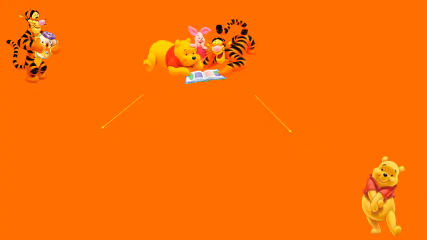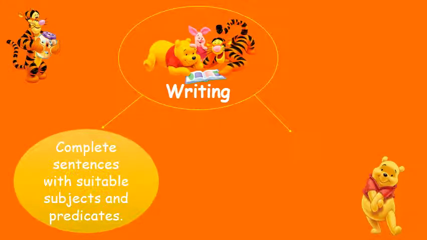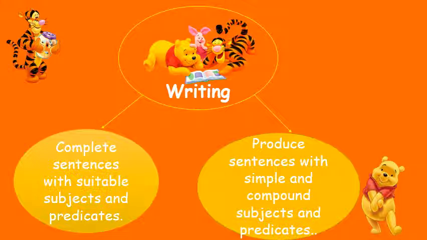Okay, guys, now we have finished the first part of the lecture. Now we have to move to the second part, which is about writing. Okay, this time, what are we going to cover in writing? A paragraph? No, this time we're not going to produce a paragraph. In writing this time, you will be able to complete sentences with suitable subjects and predicates, and you have to produce sentences with simple and compound subjects and predicates. Okay, so you are going to form sentences with simple and compound subjects and predicates.